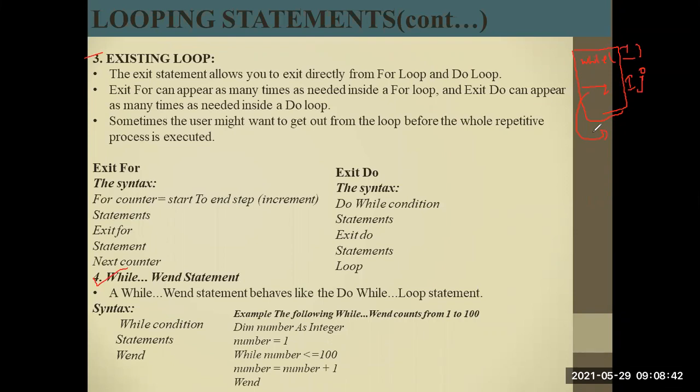The second thing you have to remember is that multiple exit statements can be placed in a loop. Let's understand the simple definition. The exit statement allows you to exit directly from any loop. It can work for the for loop as well as the do loop. So in both loops we can use the exit statement to come out of the loop.